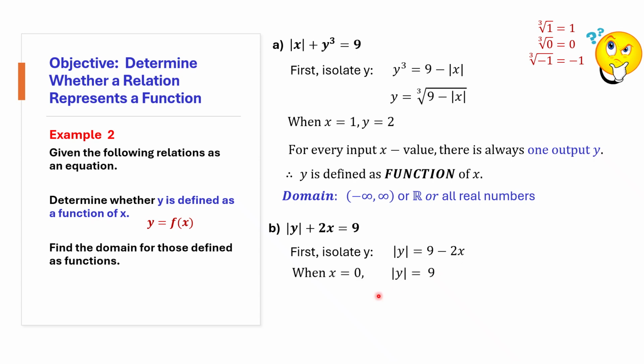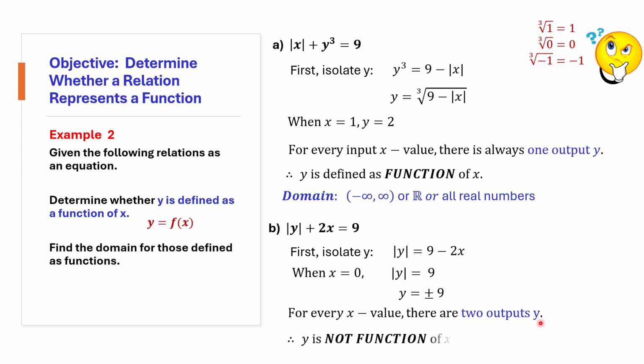So let's say when x is 0, the absolute value of y is equal to 9. And if the absolute value of y is equal to 9, then y is equal to a positive and a negative 9. So as you can see here, it's very clear that when the input is 0, it will give us two outputs, positive 9 and negative 9. So it means that for every x value or every input x, there are two outputs y. So the conclusion here is y is not a function of x.